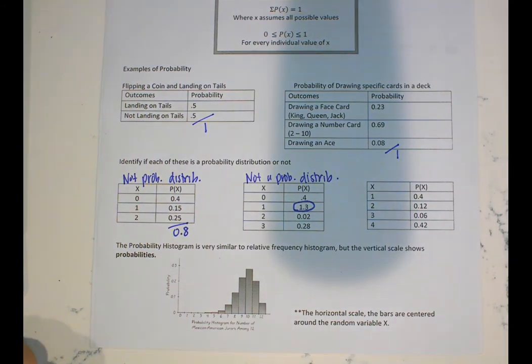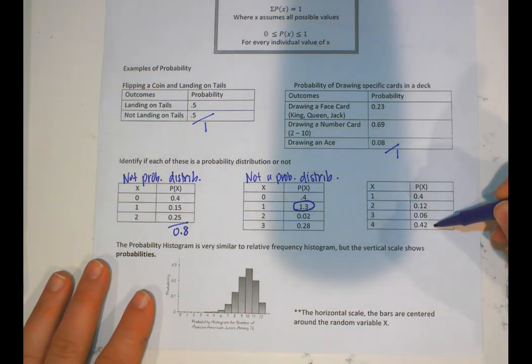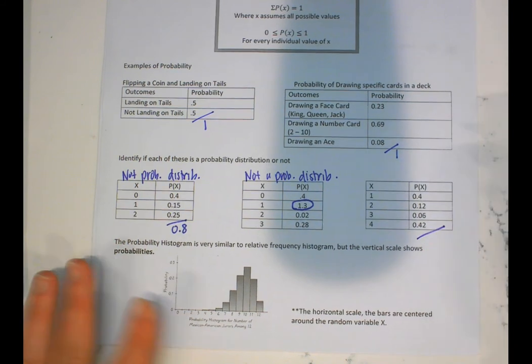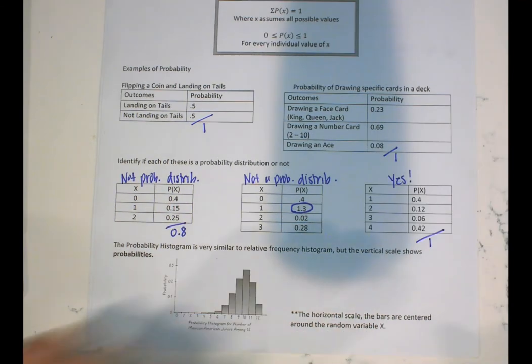So then the last one, if I look, each of my probabilities is between 0 and 1. And then if I add up all of these values, I would end up with a total of 1. So this one is a probability distribution.